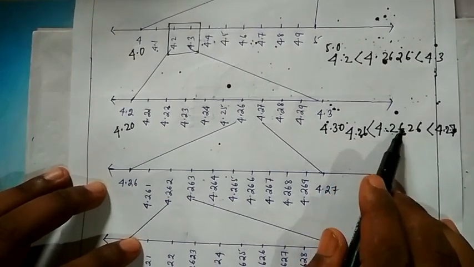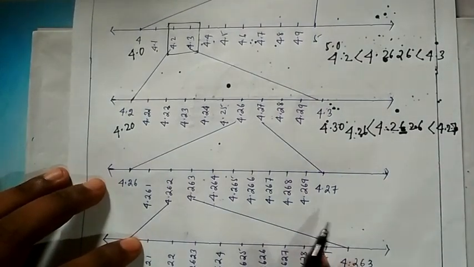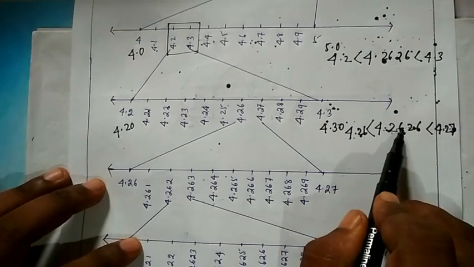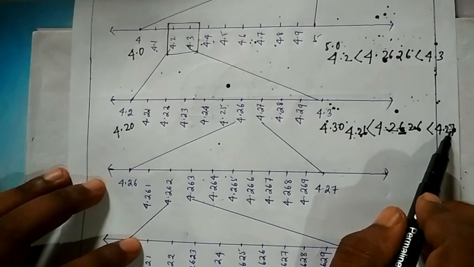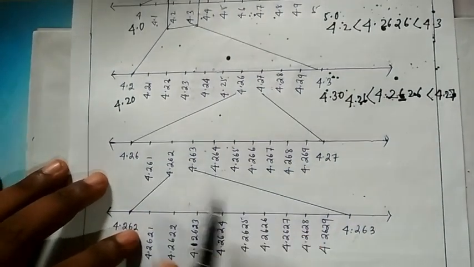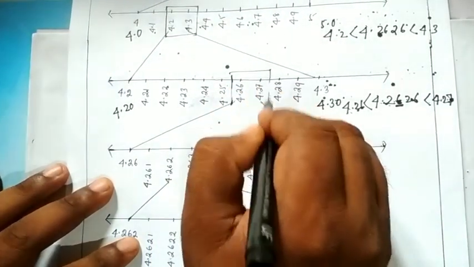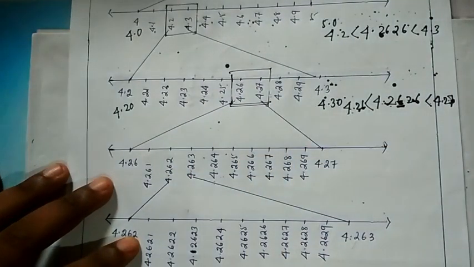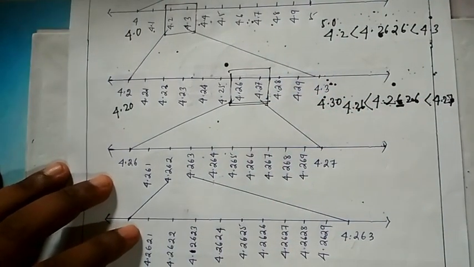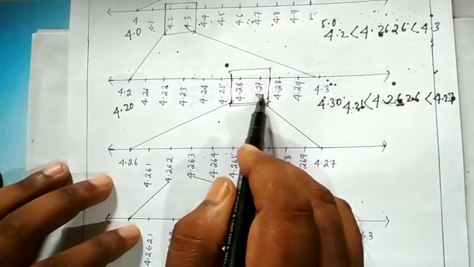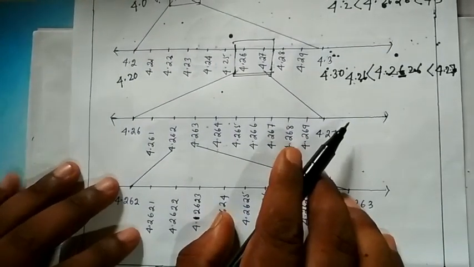Here 4.26 again is there. So again, that means 4.2626 will lie in between 4.26 and 4.27. Again we have to give close focus in between 4.26 and 4.27. Again after giving focus, you will observe that in between 4.26 and 4.27 again there is 10 equal divisions.